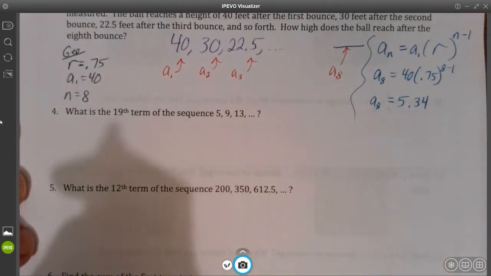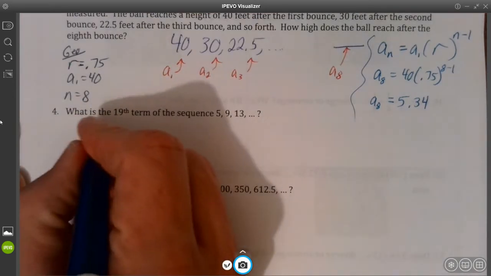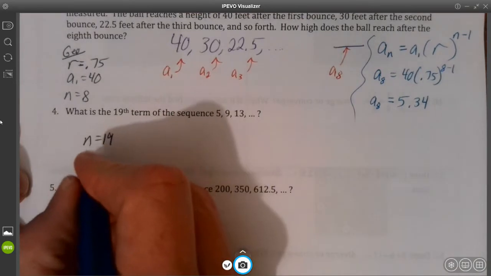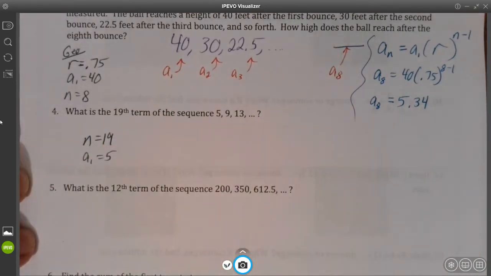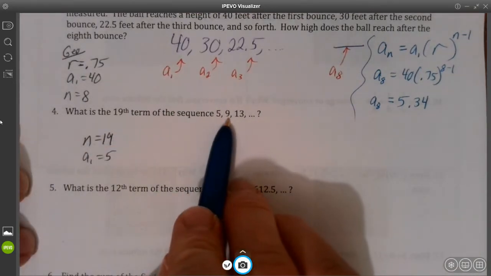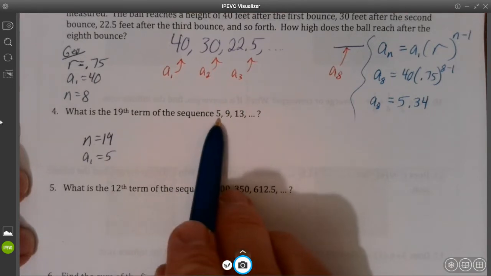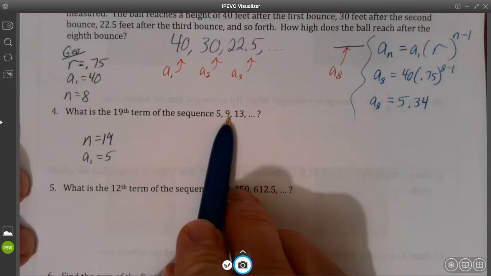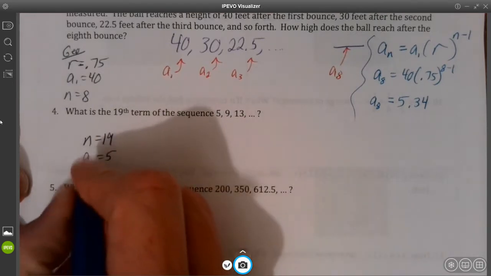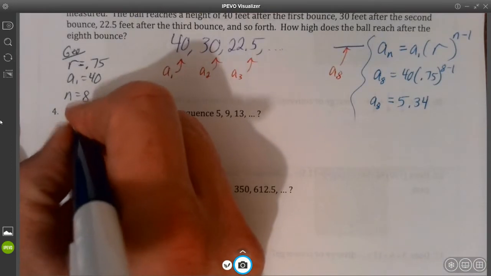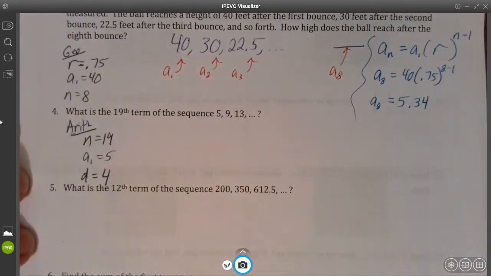Well, let's just start writing. Is it arithmetic? Is it geometric? I don't know, but I do know they're asking for the 19th term of this sequence. Well, I know the first term. Man, this is easy. Well, 5 turns into a 9, and a 9 turns into a 13. Okay, let's see. 5 plus 4. Okay, 9 plus 4. Yeah, we're adding, which is a difference, not a ratio. So arithmetic and d equals 4.